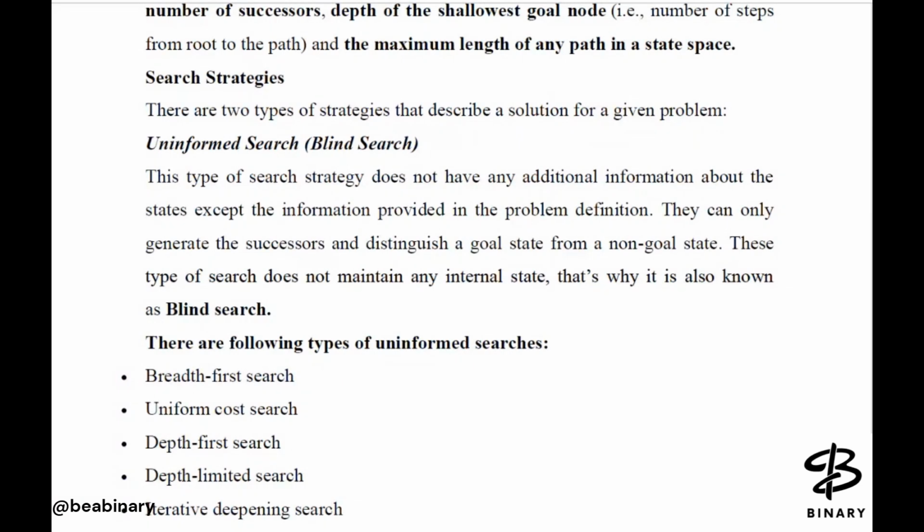So there are 2 types of strategies that describe a solution for a given problem. What kind of given problem are we talking about here? Any kind of problem, or as we took the example in yesterday's lecture, the 8 puzzle problem or any other problem. There are 2 kinds of strategies that we need to study. The first search strategy is the uninformed search. और search किस चीज़ को कर रहे हैं? What we are searching for is the goal state, right? So the first is the uninformed search, or we can say a blind search.